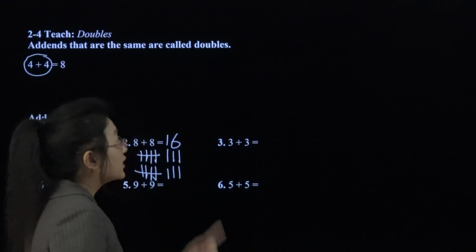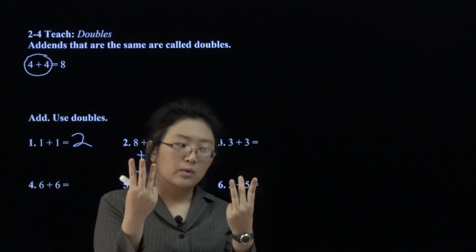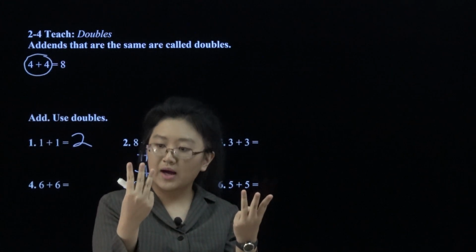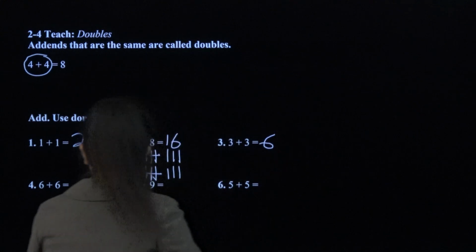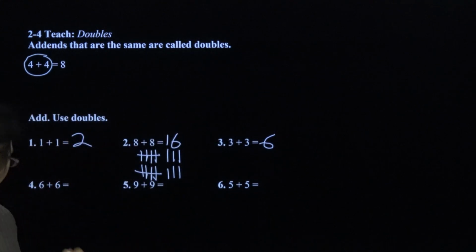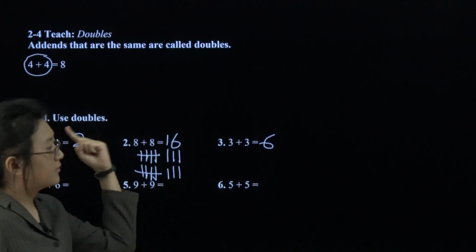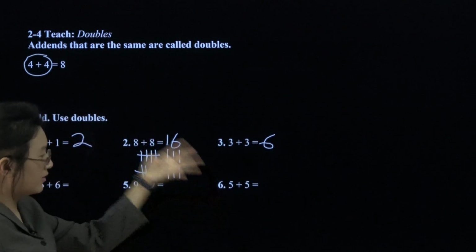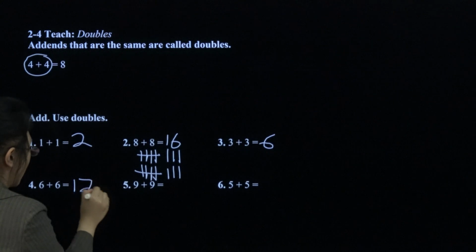3 plus 3, we did it some time back. 3, 3, 1, 2, 3, 4, 5, 6. 6 plus 6? Well, there's 6. And then you go 7, 8, 9, 10, 11, 12. 6 plus 6 equals 12.